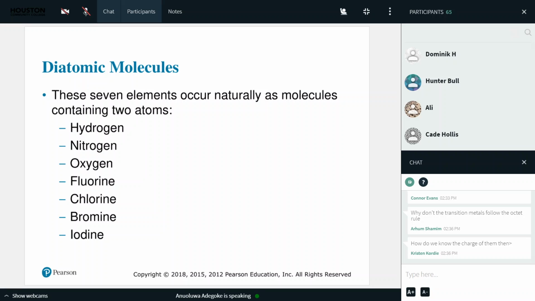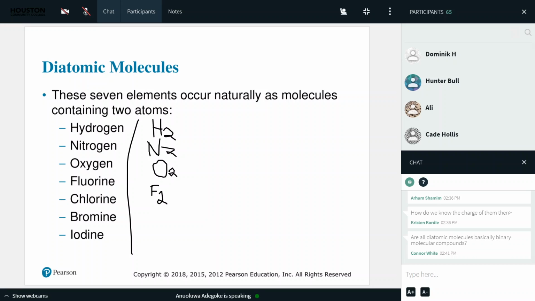So all of these seven elements here basically exist in nature as diatoms. They don't exist by themselves. They exist as diatoms. What that means is that if you want to isolate hydrogen, it's just going to be H2. They don't exist by themselves because they are highly reactive. They will rather exist in pairs because by themselves they are extremely reactive. They cannot stay alone. They have to be in a pair. So all of these exist as diatoms in nature.